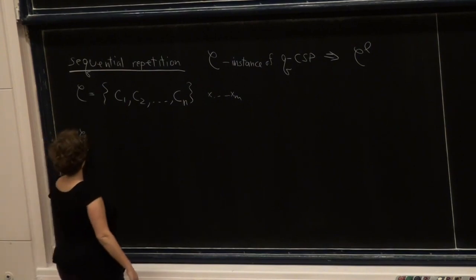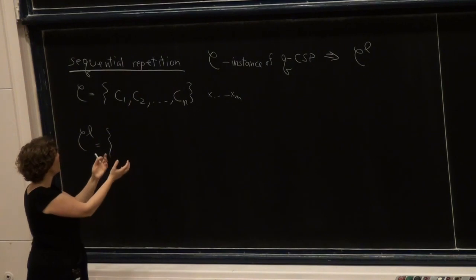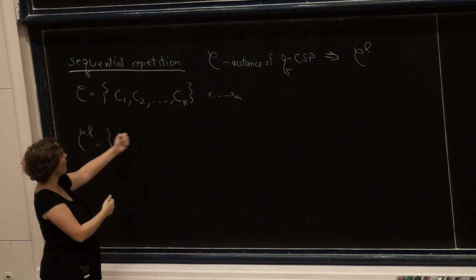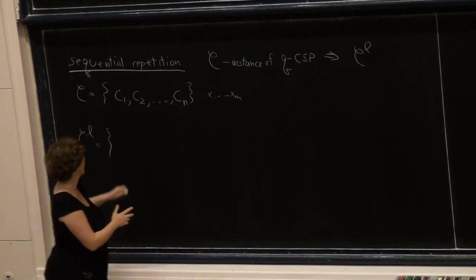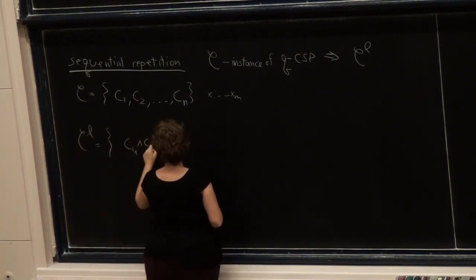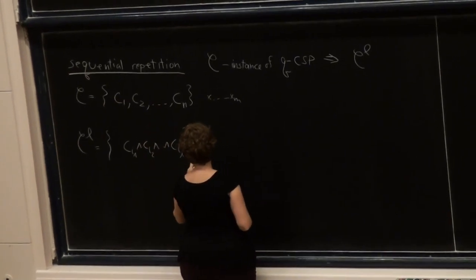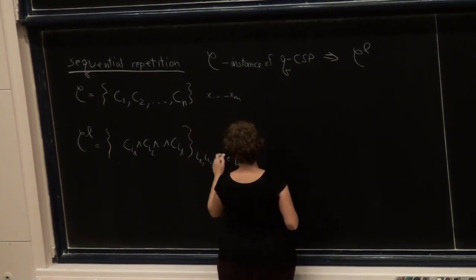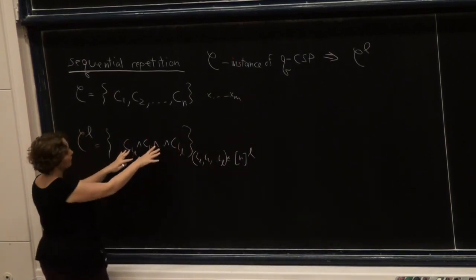Now you create this C to the L. It's nothing but taking the ANDs of L tuples. For every choice of I1 in 1 to n, and then independently at random I choose I2 and so on, I have this C_I1, and then I choose C_I2, up to C_IL. This is for every choice of I1, I2, up to IL in n, so this whole thing is in n to the L. I will have a new constraint.